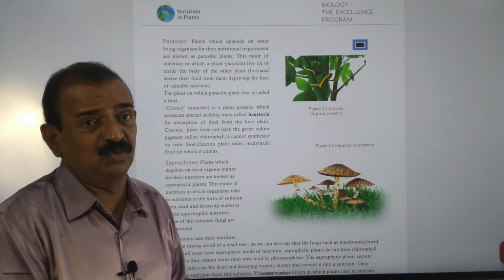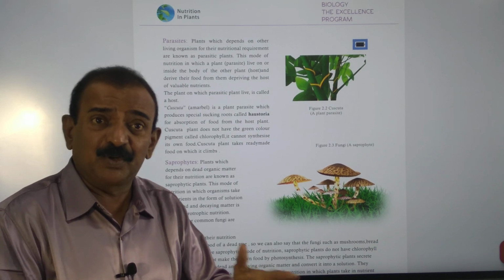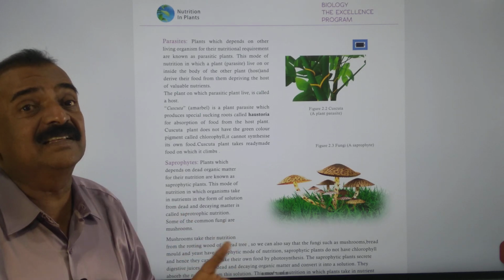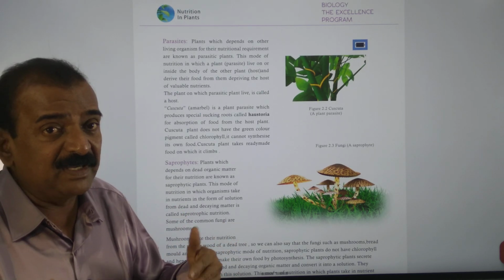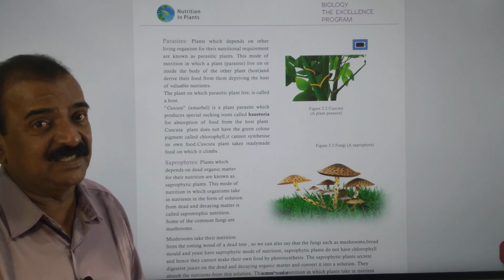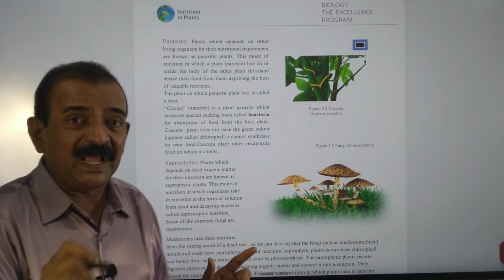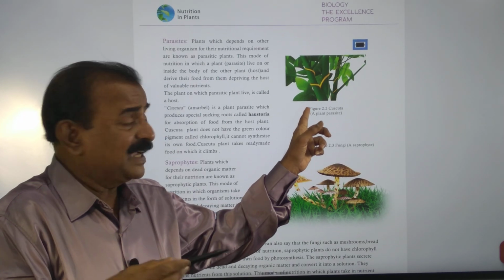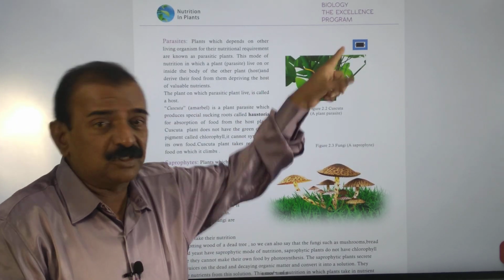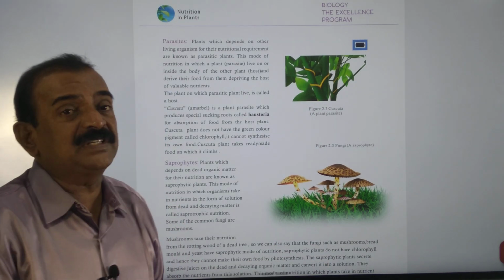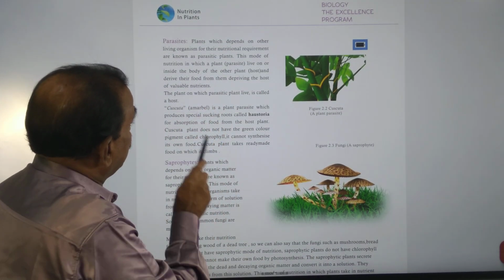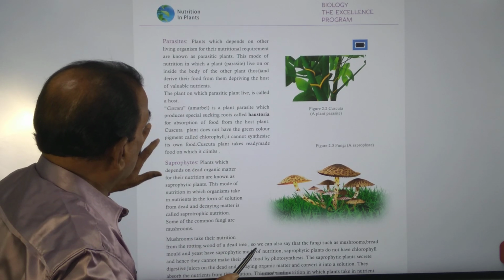It grows around a host plant. It also produces colored flowers, and it survives without performing photosynthesis, which we are discussing. Here this plant is producing a slender stem, and it twines around a host plant, and it is producing haustoria. There you see, the plants have haustoria.